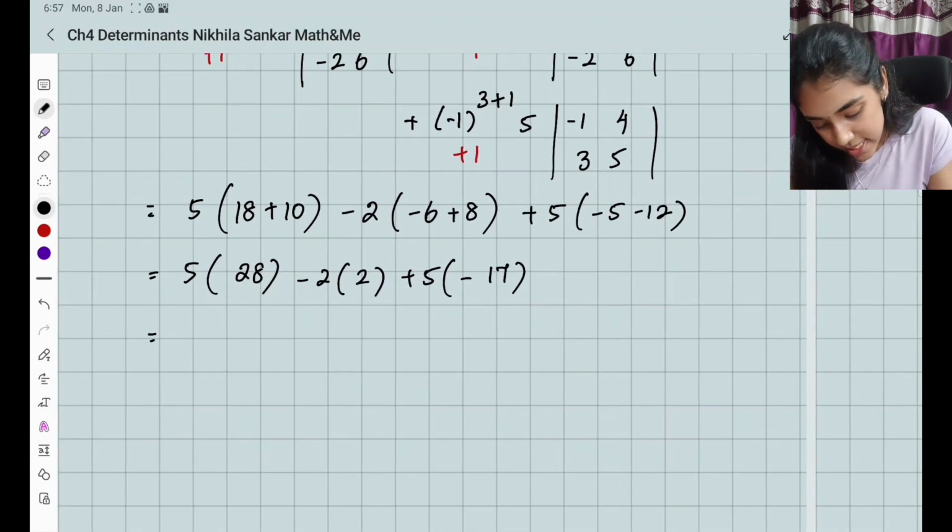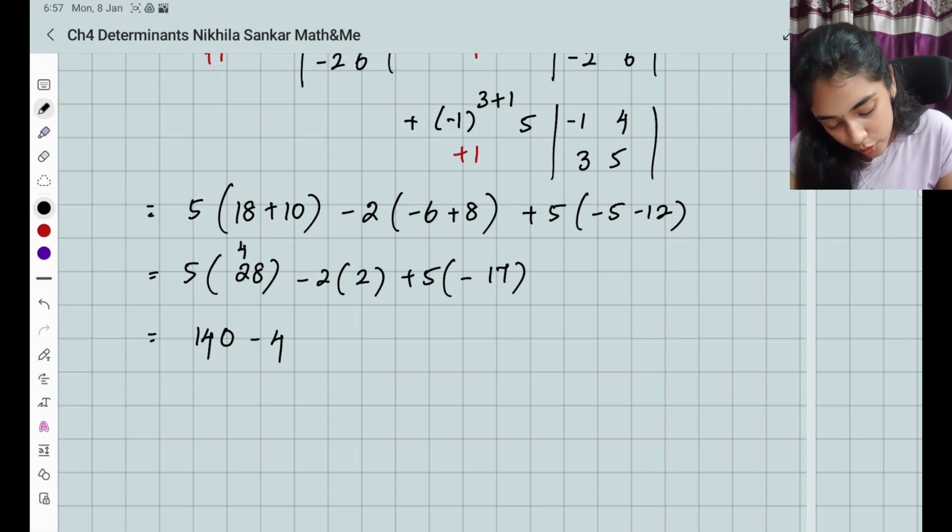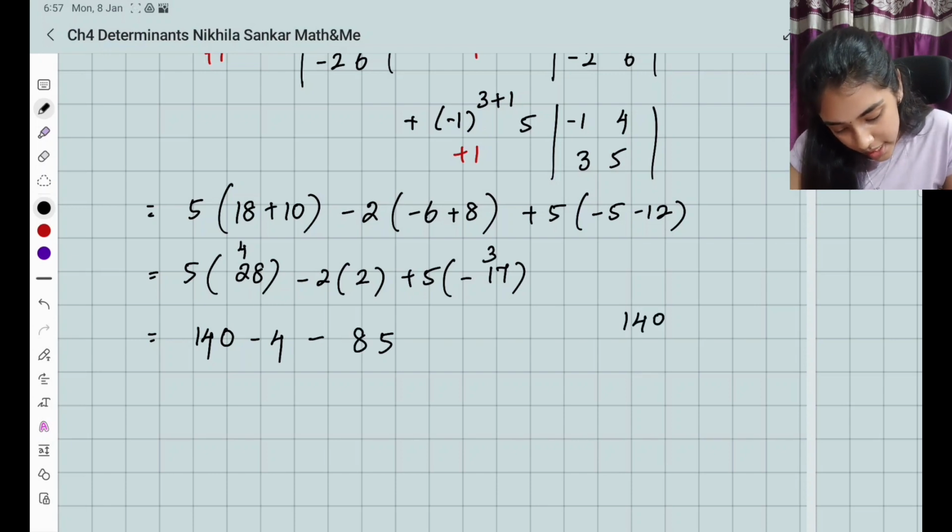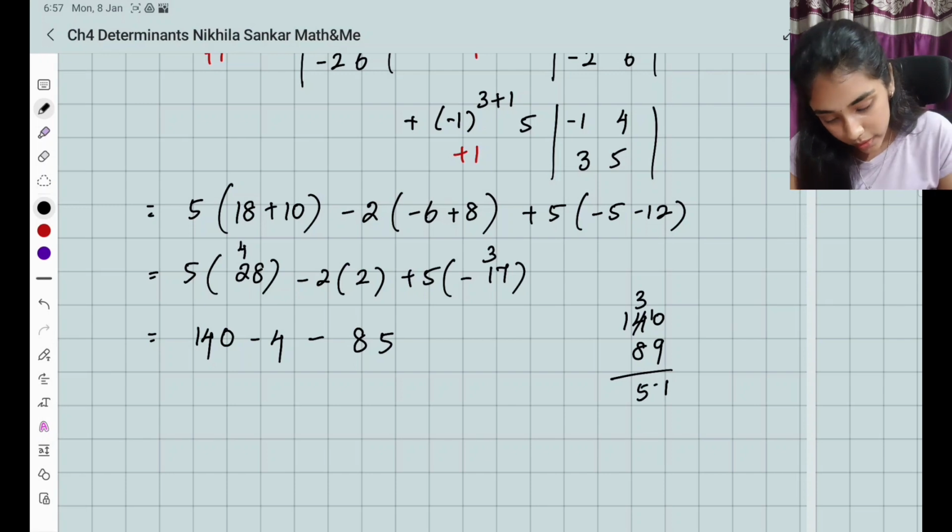When you multiply this inside, 5 8s are 40, 5 2s are 10, 5 7s are 35, 5 ones are 5. So, you have 140 minus 4 minus 85, which is going to be 140 minus 89. When you simplify this, you are going to have 51. Okay, so this is going to be 51, which is not equal to 0.